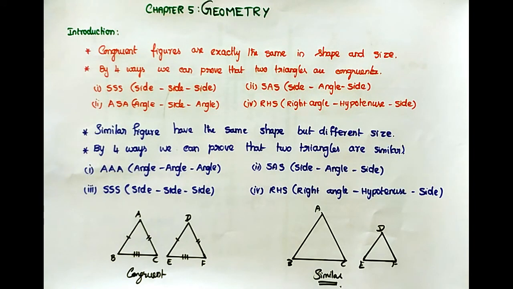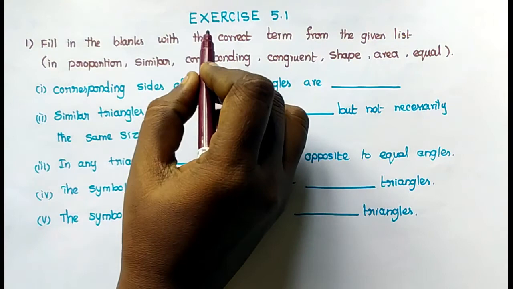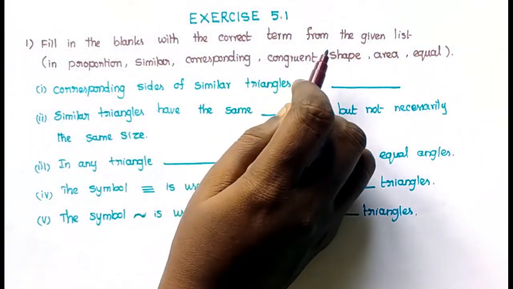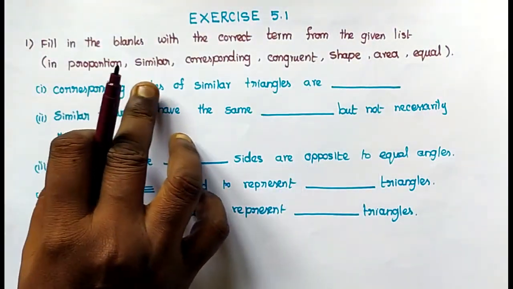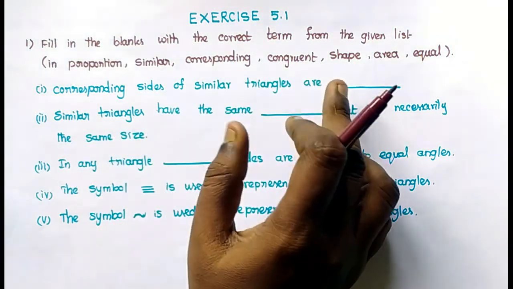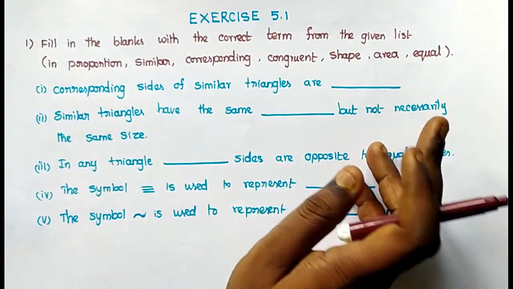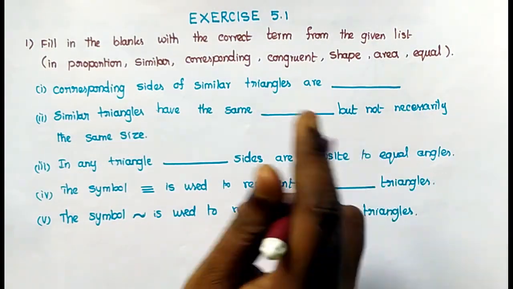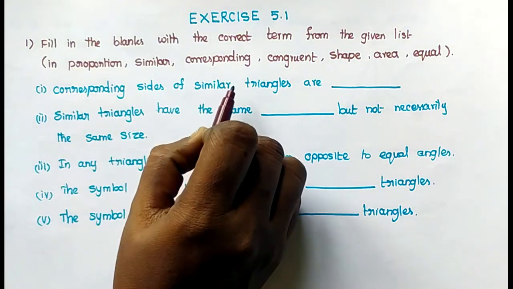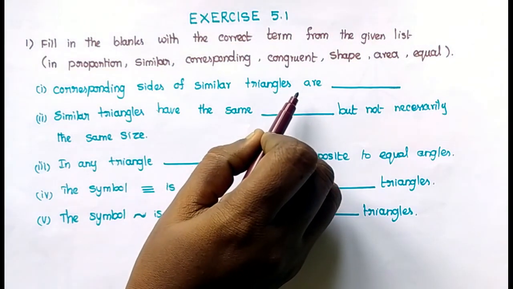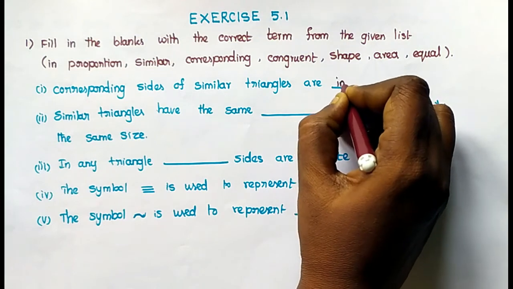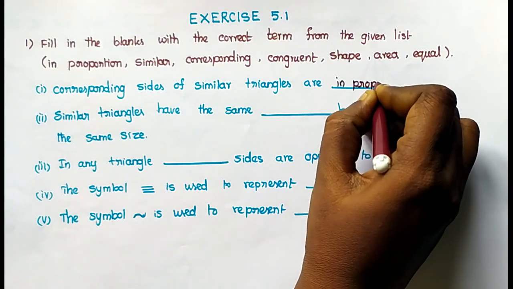Now let us see the exercise. Look at this exercise 5.1. First question, fill in the blanks with the correct term from the given list. They have given the list: in proportion, similar, corresponding, congruent, shape, area, equal. Listen here. First, corresponding sides of similar triangles are in proportion.